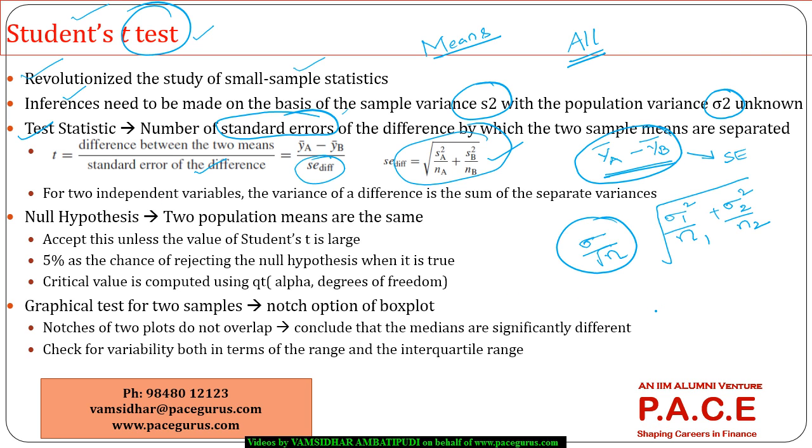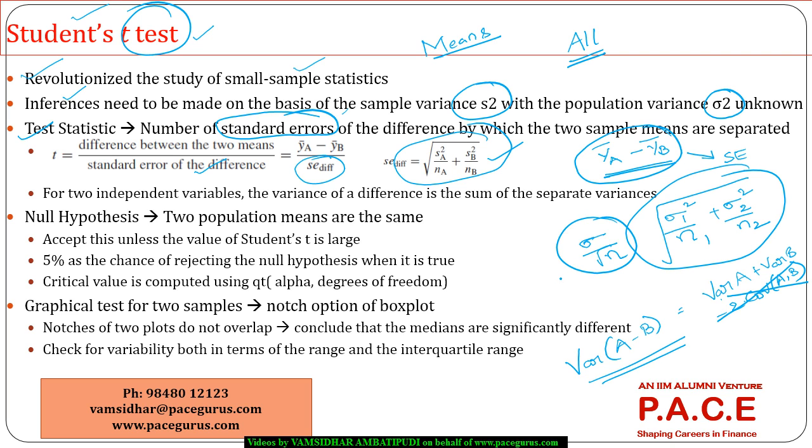And we know this formula, right? Variance of A minus B is nothing but variance of A plus variance of B minus 2 times the covariance between A and B. Now, if the samples are independent, the covariance between them will be 0. So, variance of A minus B is nothing but variance of A plus variance of B. So, I'll add up the variances and I'll take the square root of the total sum, giving me the standard error of the overall difference between the two sample means.